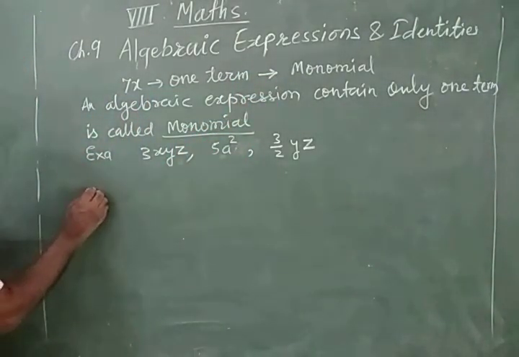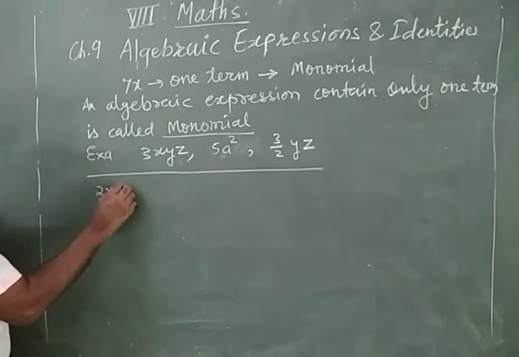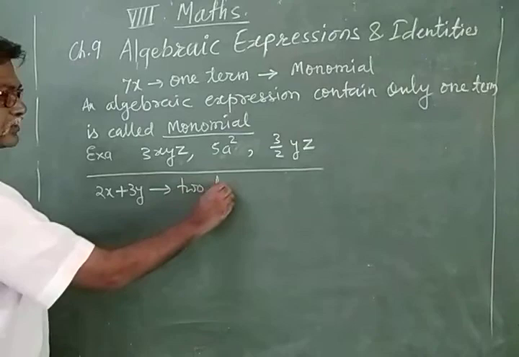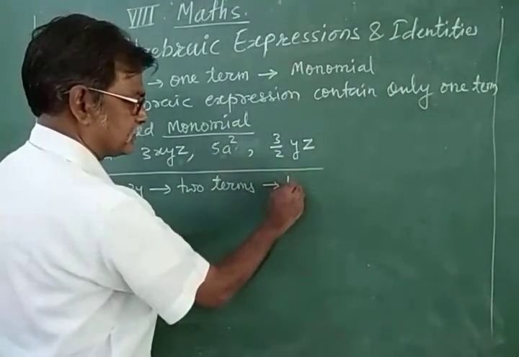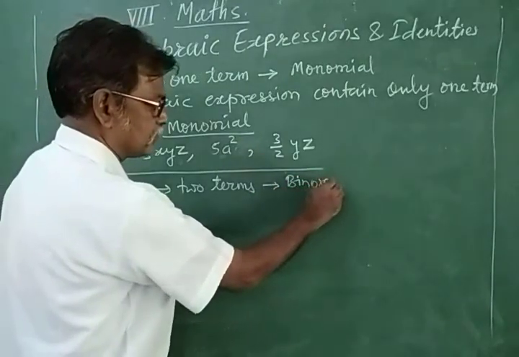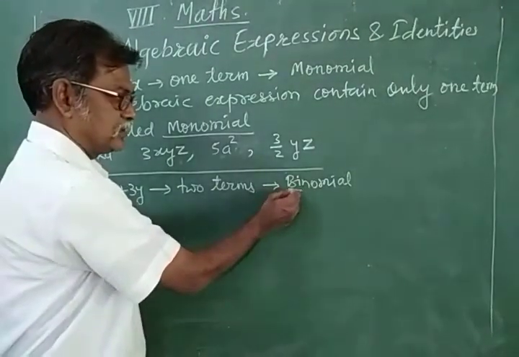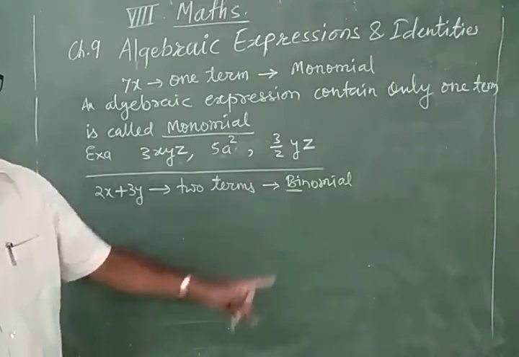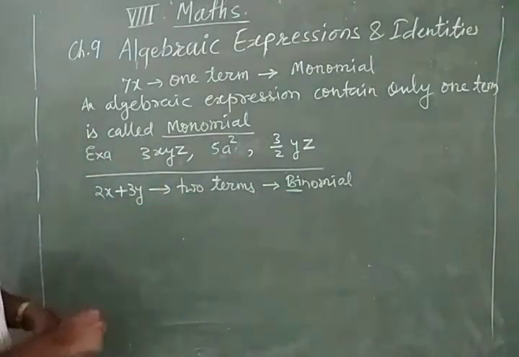Then another example. 2x plus 3y. It has two terms. So it is called binomial. Bi means two. Binomial. An algebraic expression contains two terms. It's called binomial.